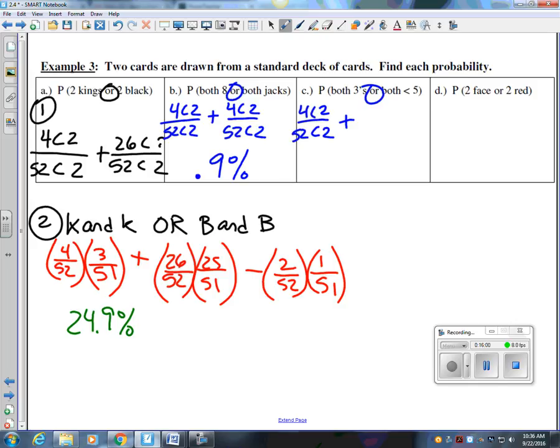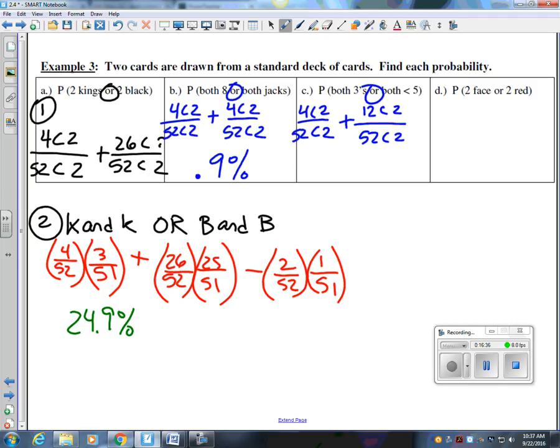Okay. All right, guys. How many cards are less than 5 in a deck? Number cards. How many number cards are less than 5? There's 1, 2, 3. But how many in every suit? 12. So there's 1, 2, 3, 4, 5, 6, 7, 8, 9, 10, 11, 12. So there's 12 cards. Choosing 2 over 52, choose 2. Just do numerical for this one, okay?